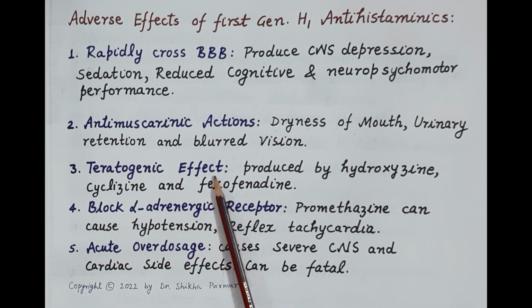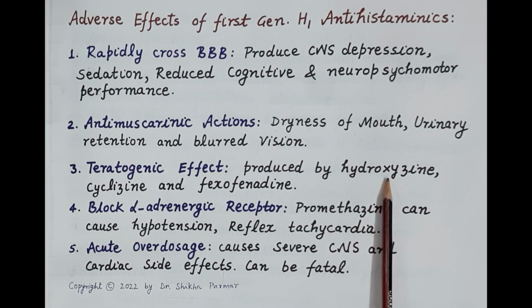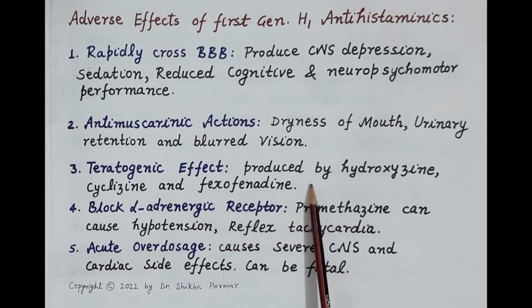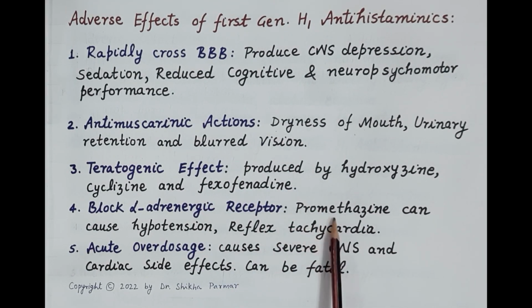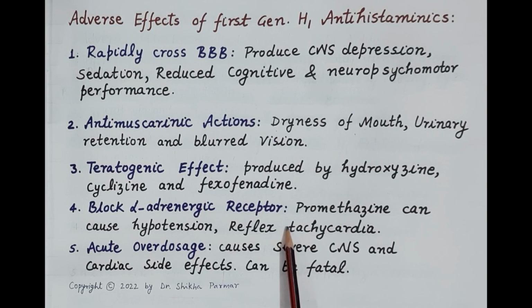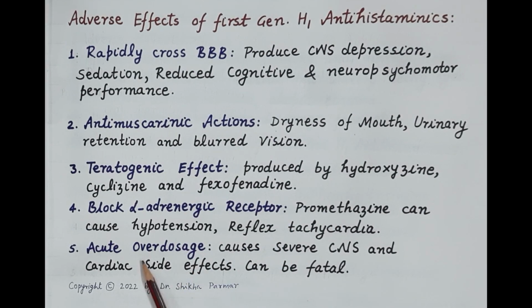Teratogenic effect in animals is produced by drugs like hydroxyzine, cyclizine and fexofenadine. Then promethazine blocks alpha adrenergic receptors and can cause hypotension and reflex tachycardia. Apart from this, acute overdose of first generation H1 antihistaminics can cause severe central nervous system and cardiac side effects that can be fatal.